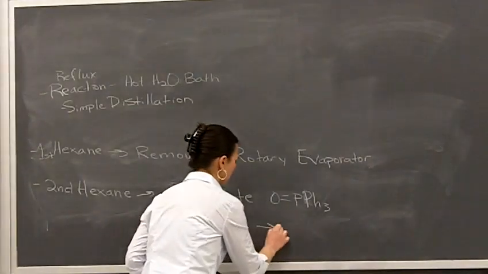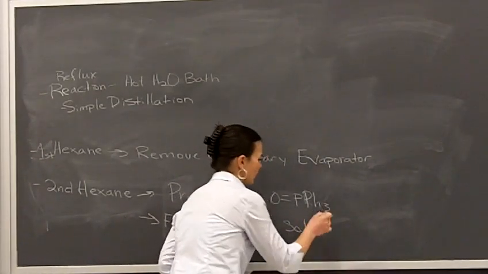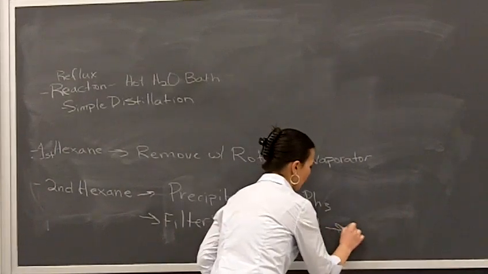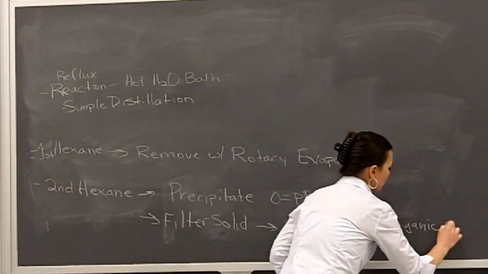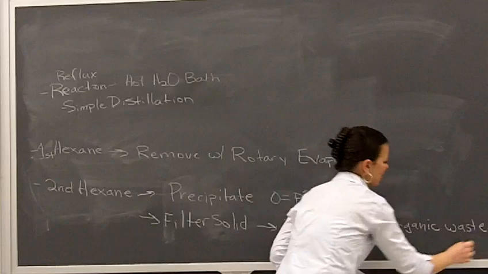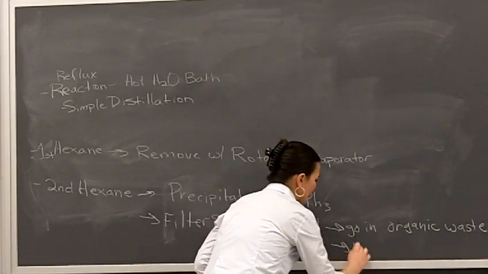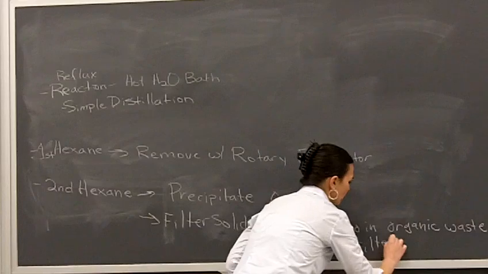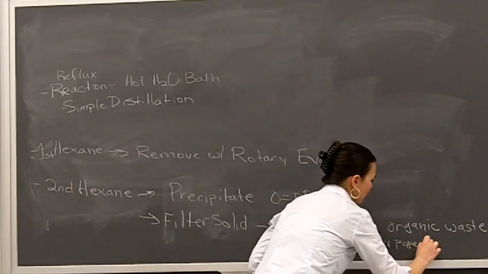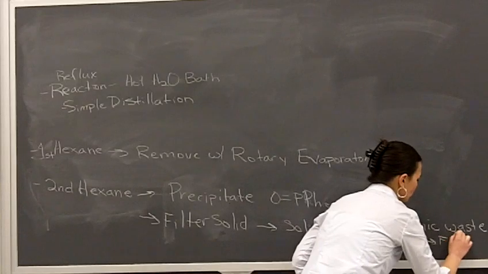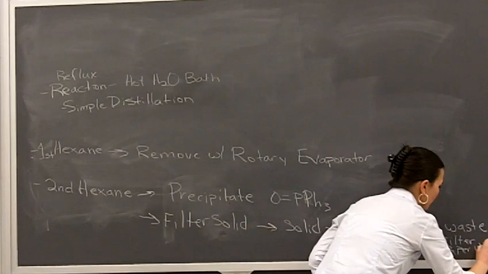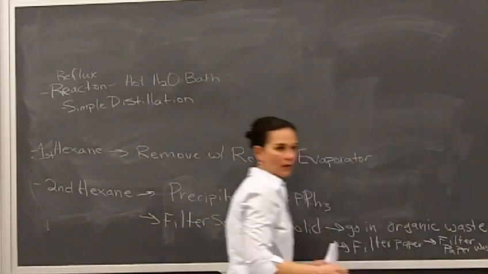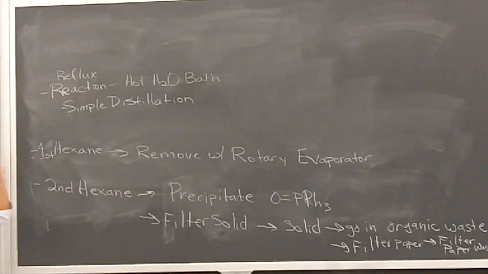Then the solid in that filtrate will go in organic waste. So your triphenylphosphine oxide will go in the organic waste, and the filter paper will go in the filter paper waste, okay, in the reagent hood. The reason for that is it's just really stinky, so we don't want to just throw it in the regular garbage, okay? It's stinky and it's got chemical contamination on it. We're going to put it in the filter paper waste, all right?